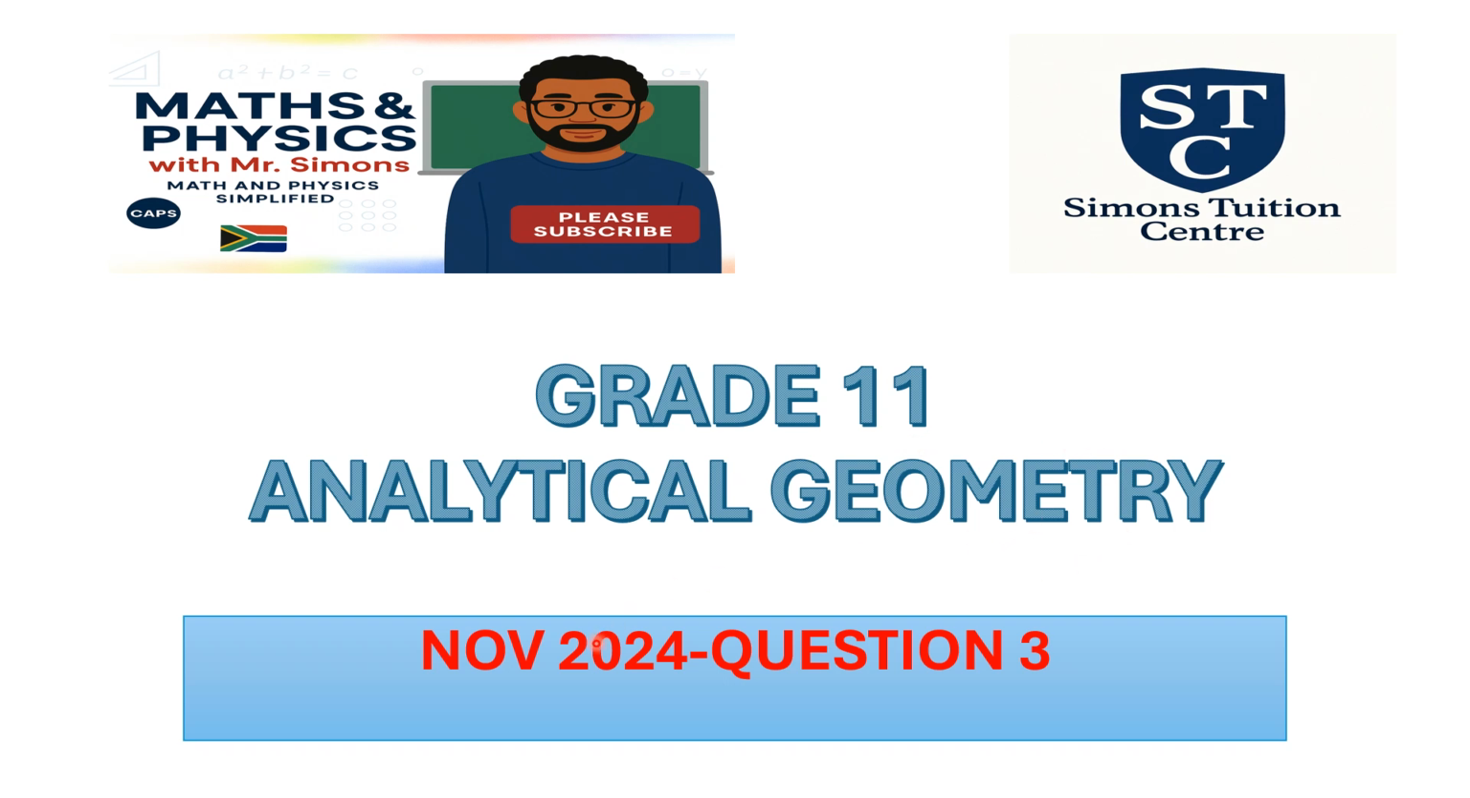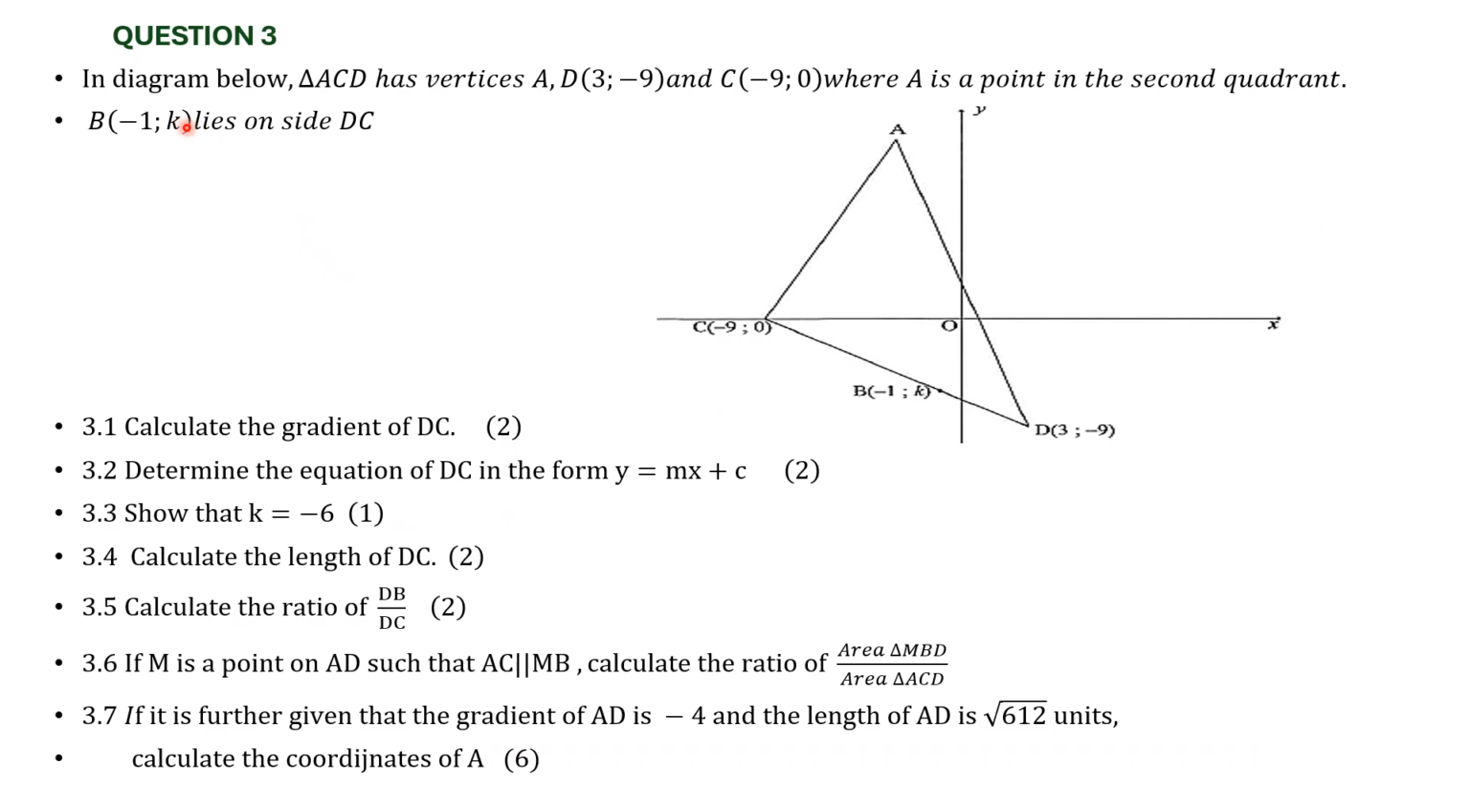We're looking at November 2024, question 3. In the diagram below, triangle ACD is given with vertices A, D, and C, where A is a point in the second quadrant and B lies on the side DC. So they want us to calculate the gradient of DC.